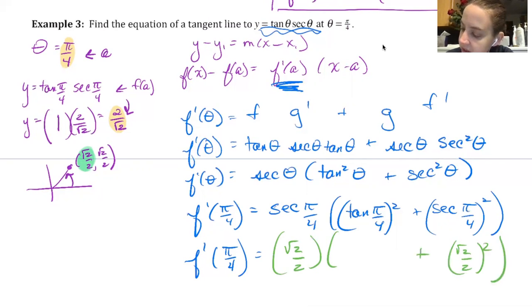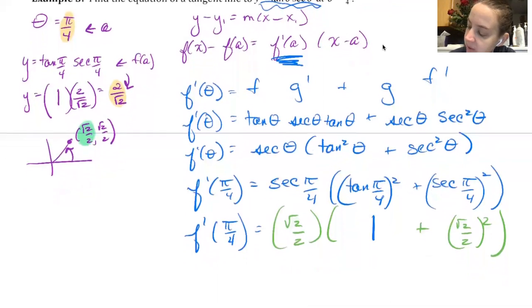And then tangent, remember I goofed that one up the first time. Tangent is y over x. So y over x is root 2 over 2, root 2 over 2. This is all 1. Okay. Maybe you write smaller than I do.